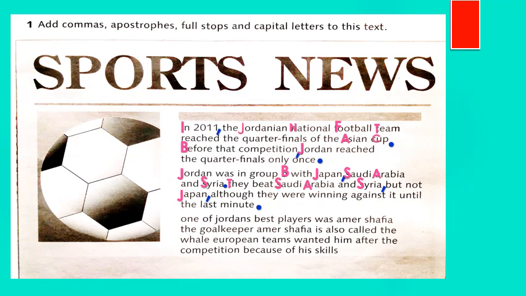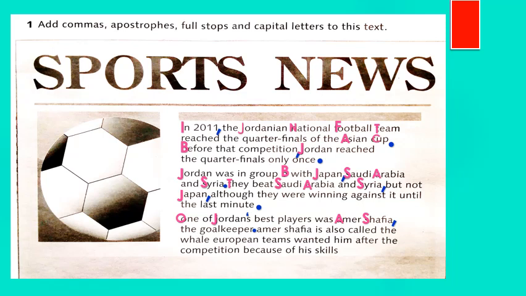One of Jordan's best players was Amr Shafi, the goalkeeper. So here we have the beginning of a sentence. Of Jordan's best. So we have a national name and here we have an apostrophe because of ownership. One of Jordan's best players was Amr Shafi. So Amr Shafi is a proper noun. And here we have a comma to separate between the list with similar words. The goalkeeper. So here we have the end of a sentence.